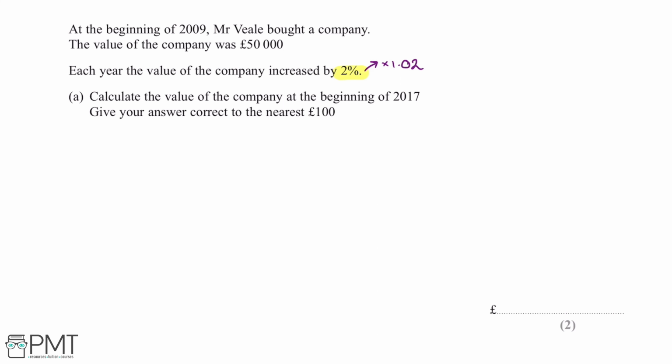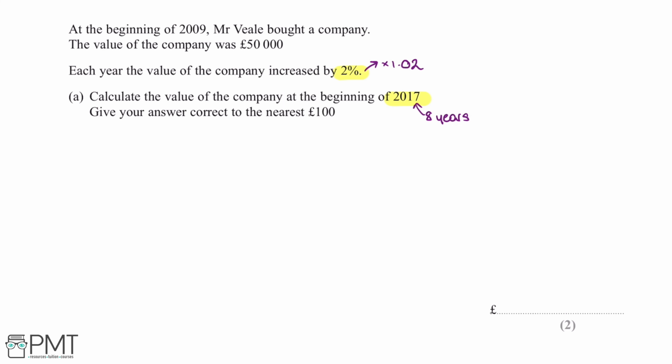Now this is called compound interest. And we could continue this question by multiplying 50,000 by 1.02 8 times, or we could solve it all in one go. So we want to work out the value of the company at the beginning of 2017, which is after 8 years.